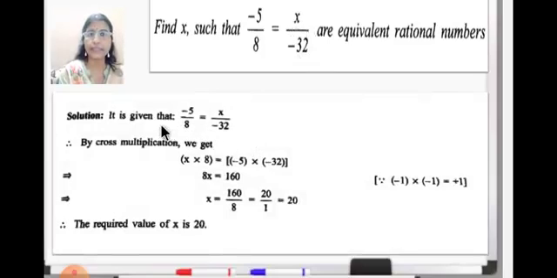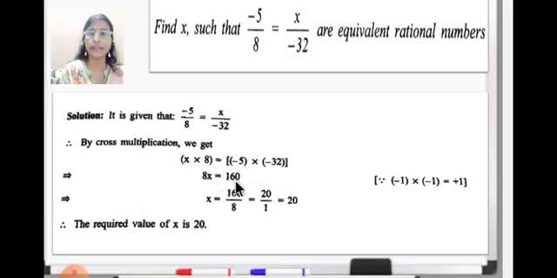First, it is given that minus 5 upon 8 is equal to x upon minus 32. So now what we can do is cross multiply. By cross multiplication, we get x multiplied by 8. x into 8 is equal to minus 5 into minus 32. And x into 8 is 8x, and this we will multiply.